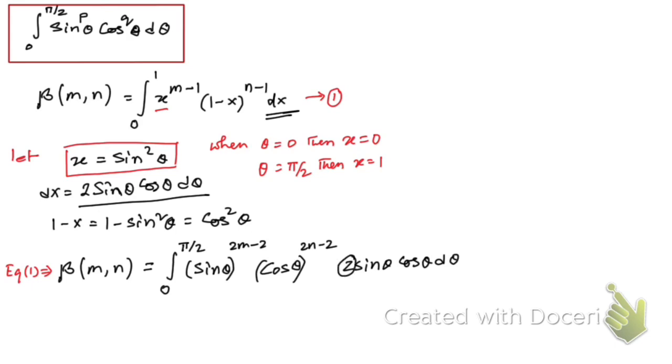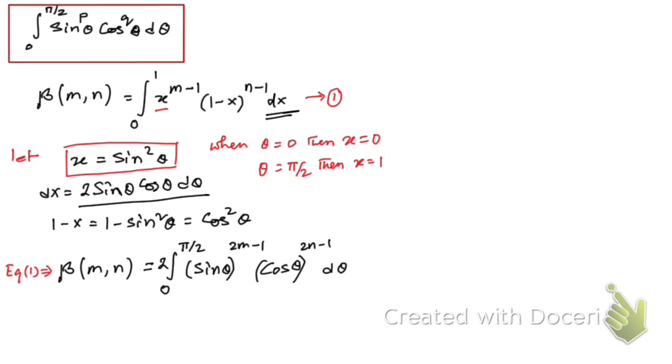And this 2 can be written outside the integral as it is a constant. If you multiply this sin theta with this, then the power is 1, so we have minus 2 plus 1, that is 2m minus 1. Similarly, if you multiply this cos theta with this, the power is also 1, so minus 2 plus 1, and it gives you 2n minus 1 and d theta here, right? Hope you have understood this.